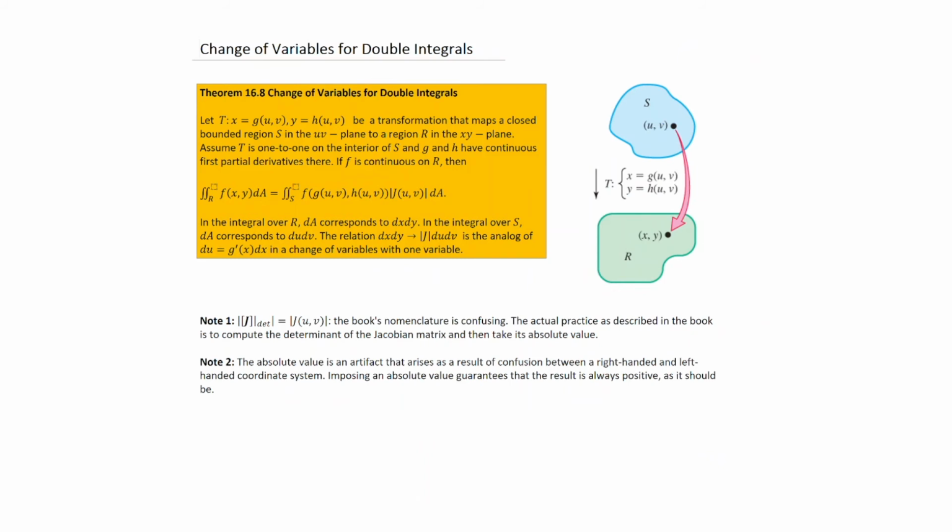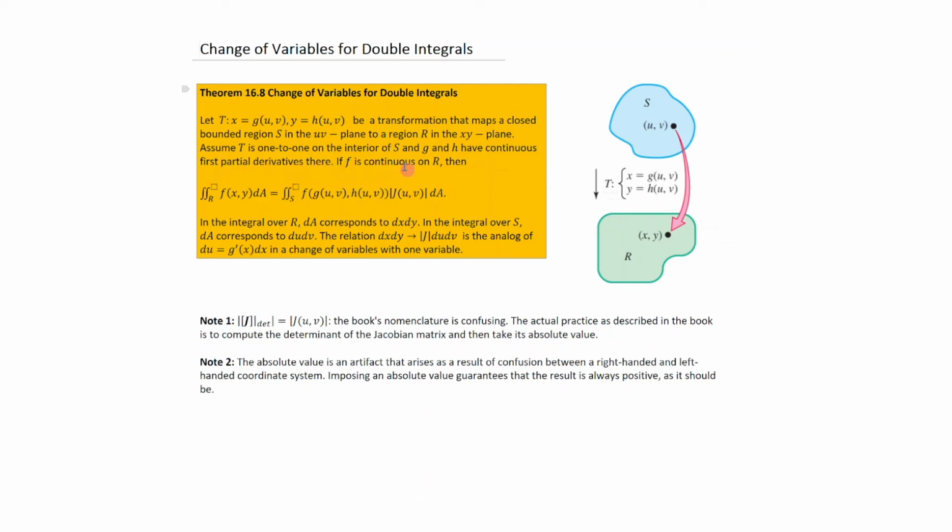All right, so a change of variables for double integrals. This is now the basic theorem. We're now ready to compute the double integral with the change of variables. Of course, certain rules have to be in place. You have a transformation T, with transformation equations, that maps a closed bounded region S in the UV plane to a region R in the XY plane. Assume T is one-to-one on the interior of S, and G and H have continuous first partial derivatives there.